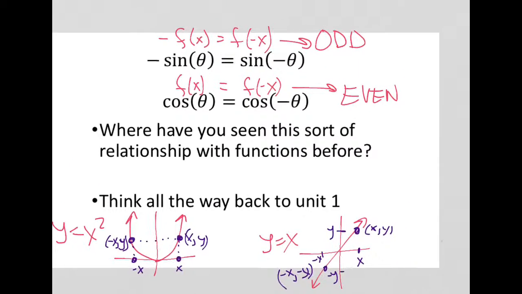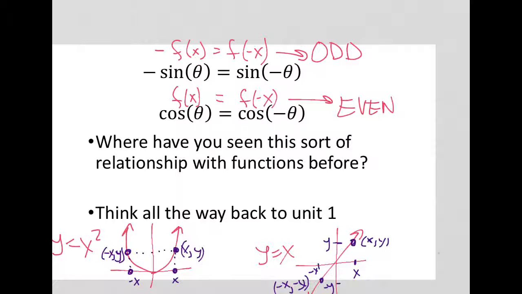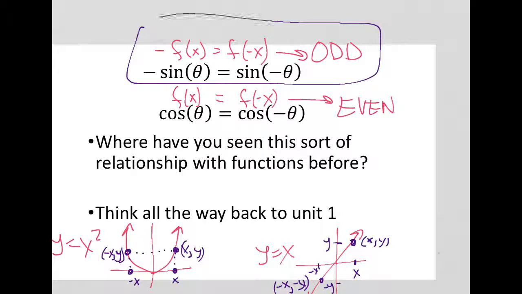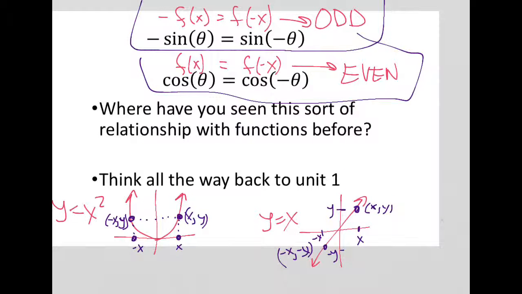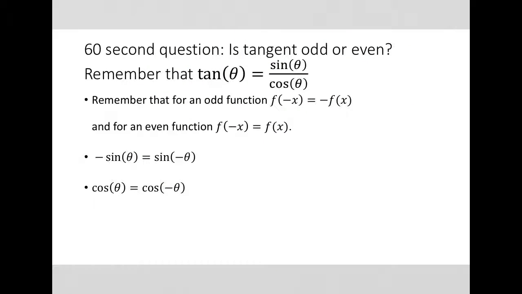And so what we determined from the symmetry we saw is that sine is an odd function and cosine is an even function. So again, when we graph these in a couple days, we should see that symmetry. But these aren't the only functions we're dealing with. We also have the tangent function. Do you think tangent is odd or do you think tangent is even?